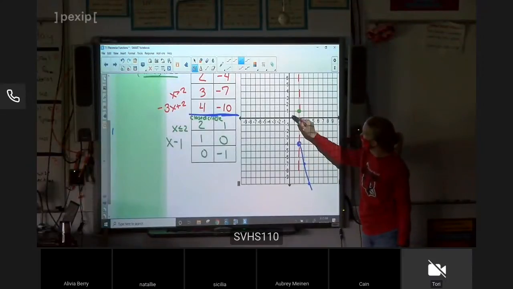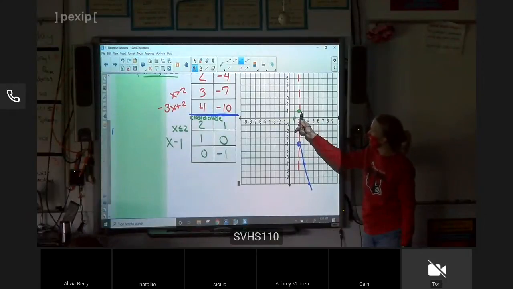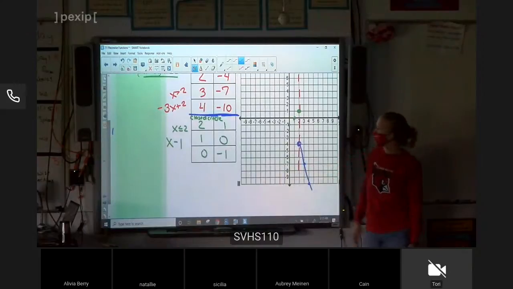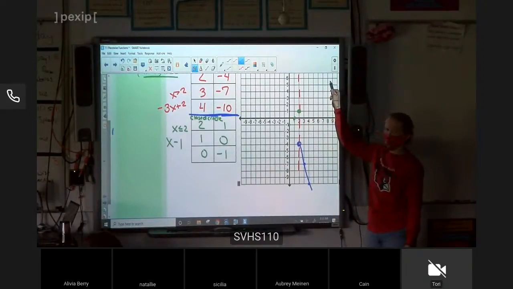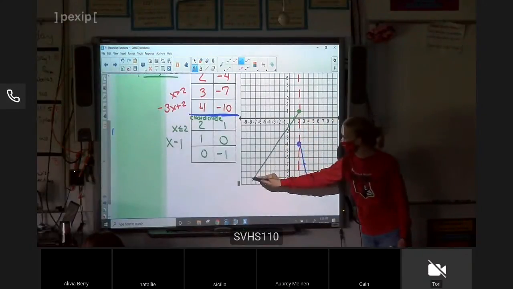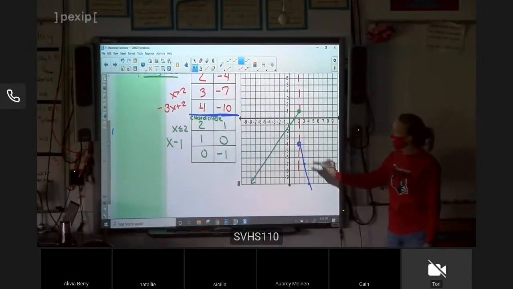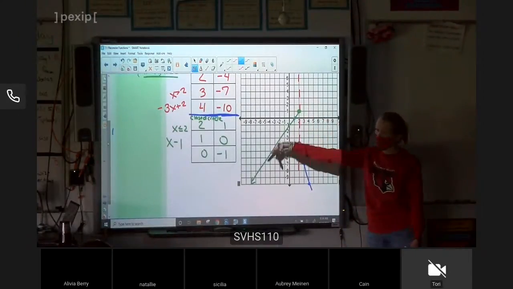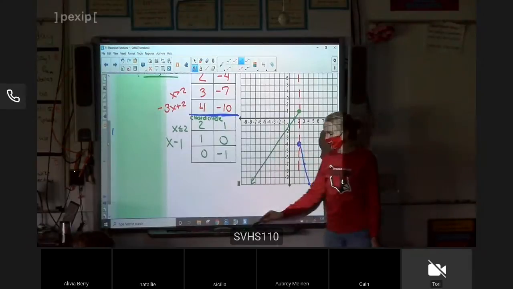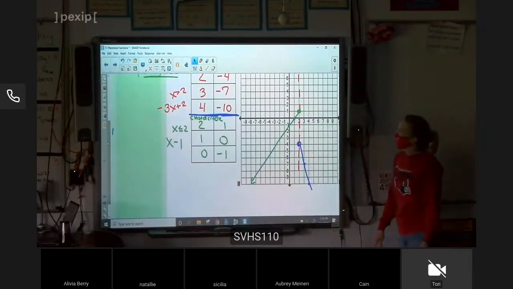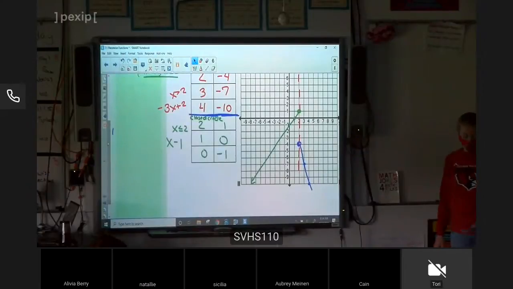1, 0. There we go. The other one's going to be right there. And 0, negative 1. Will I go up to the right or down to the left? Down. So it would just keep going like this and have my slope of 1. It is a positive slope, but because we're only looking at the left side of the graph, it looks like it's negative. And there you go. That's how I graph a piecewise function.